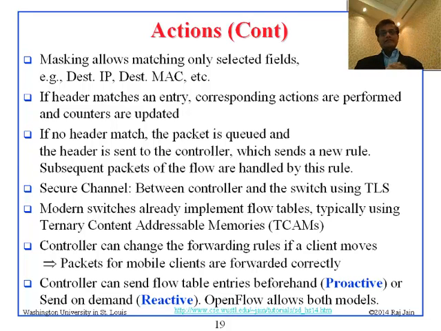If no headers match, the packet is queued and the header is sent to the controller. So this is what happens. You go through the table. Wherever it matches first, you're done. If it doesn't match, now you have to send the header, the total header, to the controller and say, look, I have this packet. It doesn't match any of the entries I have. What do I do with it? You keep the packet in a queue someplace. When the answer comes back, then you send the packet off. The controller can change the forwarding rule if a client moves.